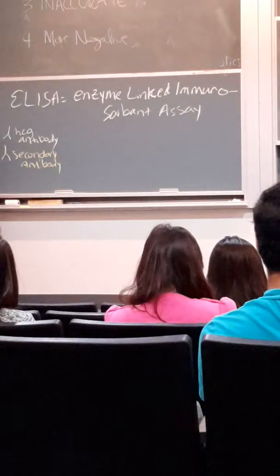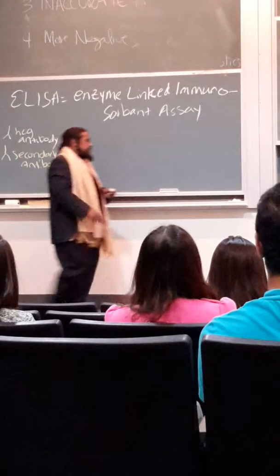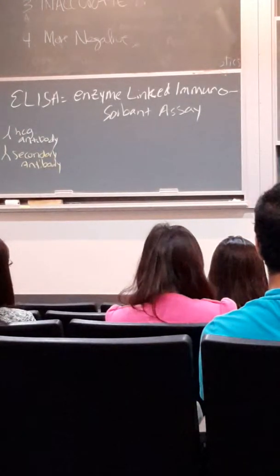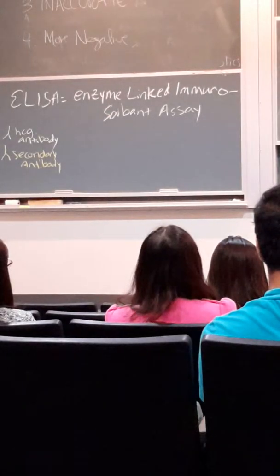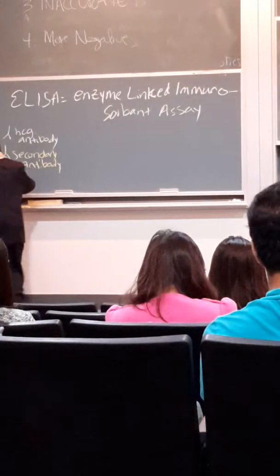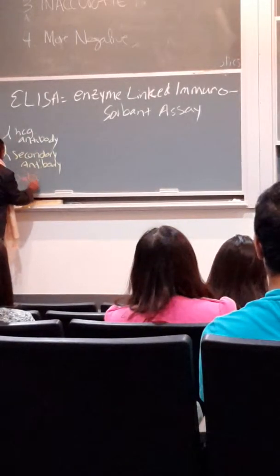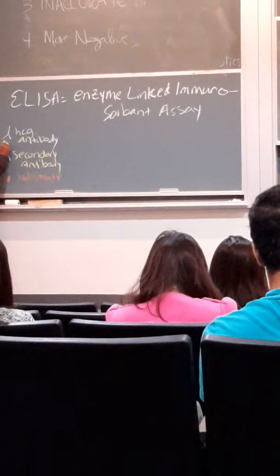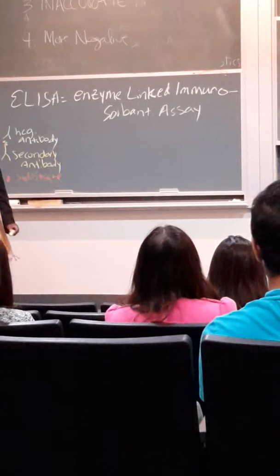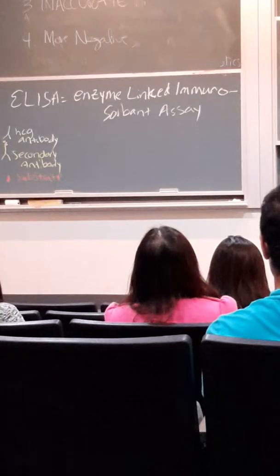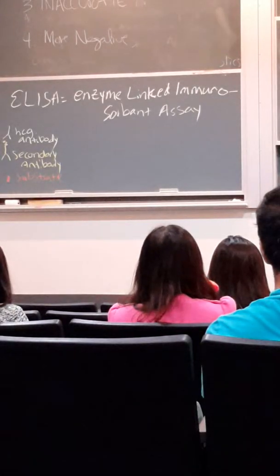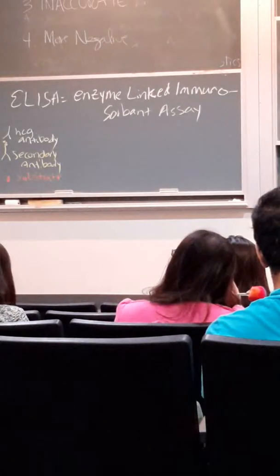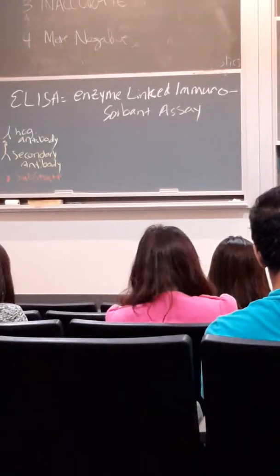There's a secondary antibody. And then there's a substrate, which can be different things. And the substrate is something that'll change color. And the secondary antibody has an enzyme linked to it on the so-called Fc fragment. So the secondary antibody has an enzyme linked to it. That's why I call it enzyme linked immunosorbent.